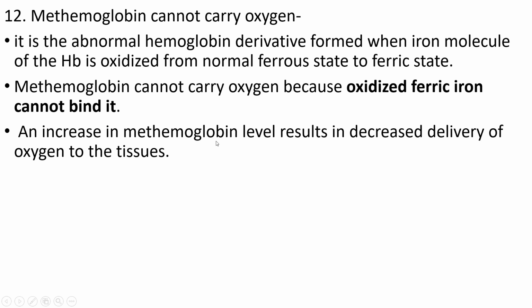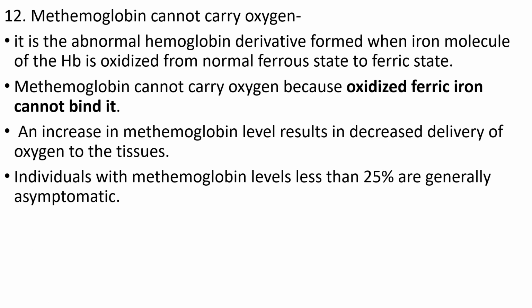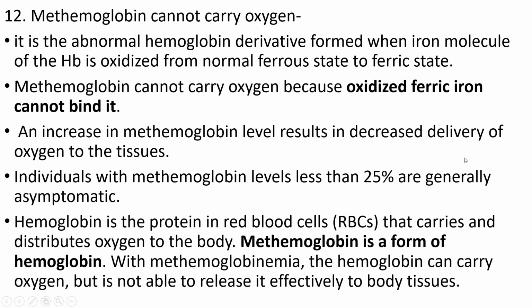An increase in methemoglobin results in decreased delivery of oxygen to the tissues. When the amount of methemoglobin increases, there will be enough hemoglobin, but this hemoglobin cannot deliver the oxygen to the tissues. As the methemoglobin level increases, the availability of oxygen decreases. Individuals with a methemoglobin level less than 25% are generally asymptomatic. That means a patient whose methemoglobin is less than 25% is usually asymptomatic, but when the percentage increases, they will be symptomatic.